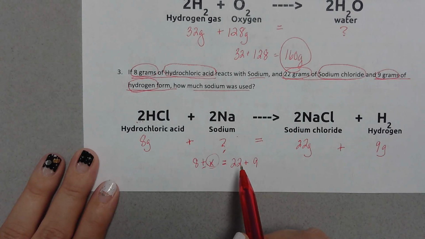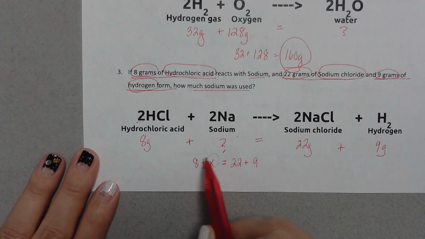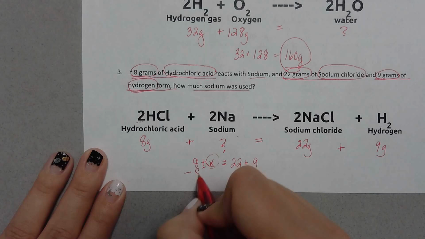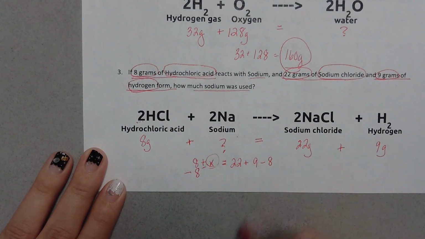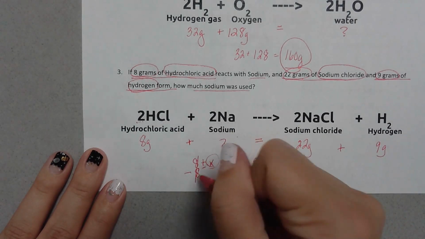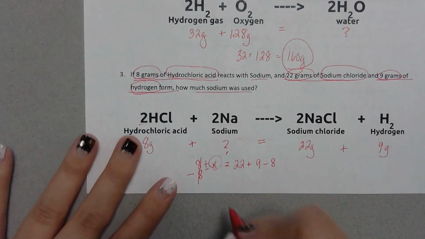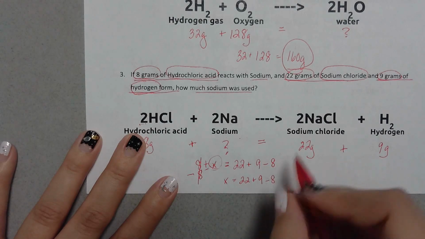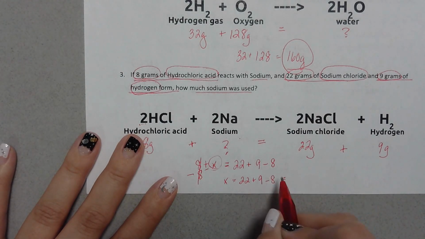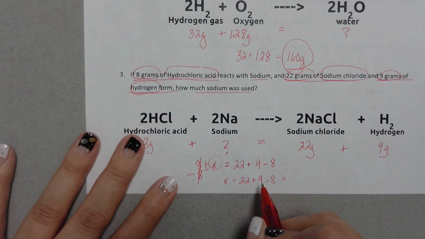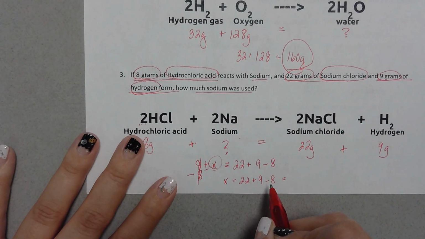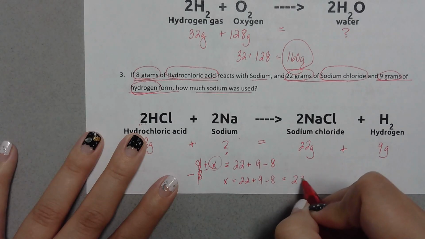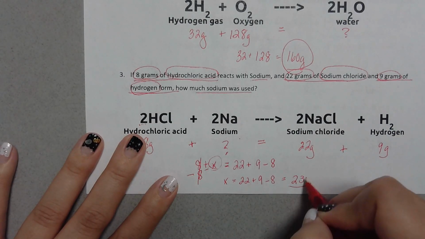So to do that, since we're adding, we need to subtract 8 on both sides. So we're going to go minus 8, minus 8. That is going to cancel out this 8 on this side, and that's just going to give us x is equal to 22 plus 9 minus 8. This you can just put into your calculator. 22 plus 9 is 31, minus 8 is 23 grams.